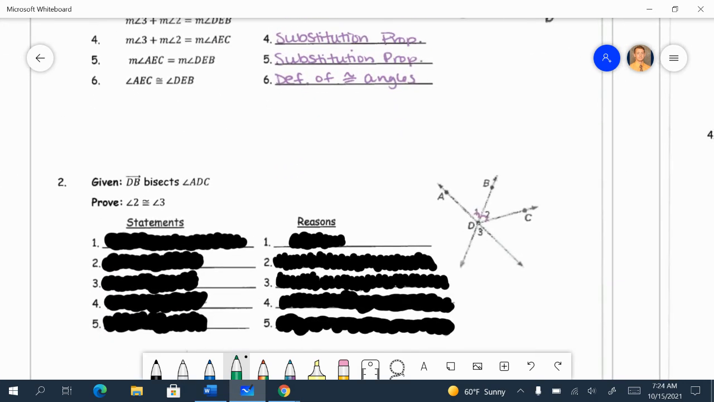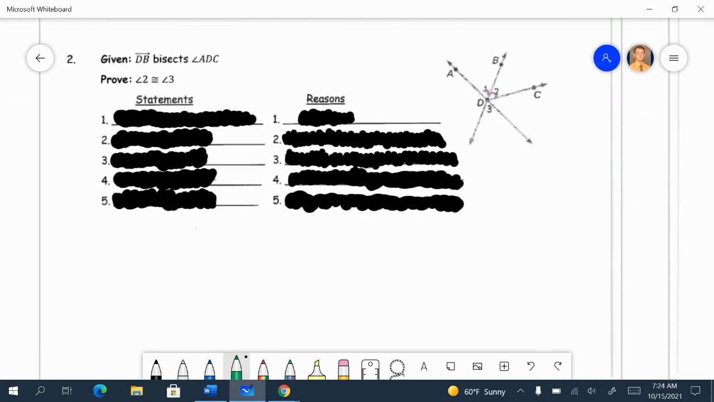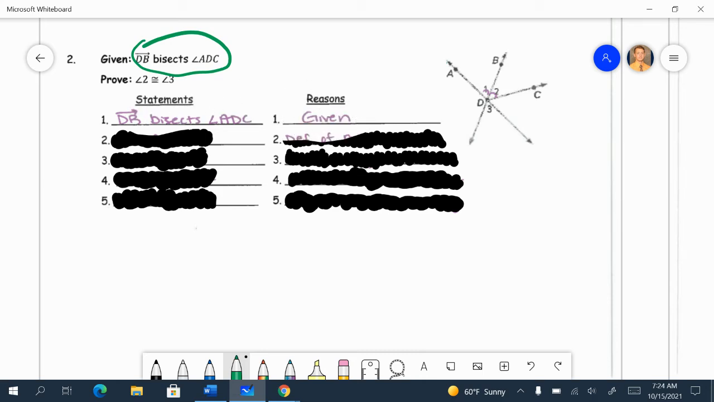Okay, let's go on to number 2. So for number 2 here, what we've got going on is we've got angle 1 and angle 2 being congruent because of our given. DB bisects ADC. So this ray right there is bisecting this angle, and that's why we have our 2 congruent angles. That's why I had my 2 markings listed on the picture beforehand. So obviously that's going to be step 1 for us, and we can put given for that. Oops, I kind of gave away number 2. We got a little hint.